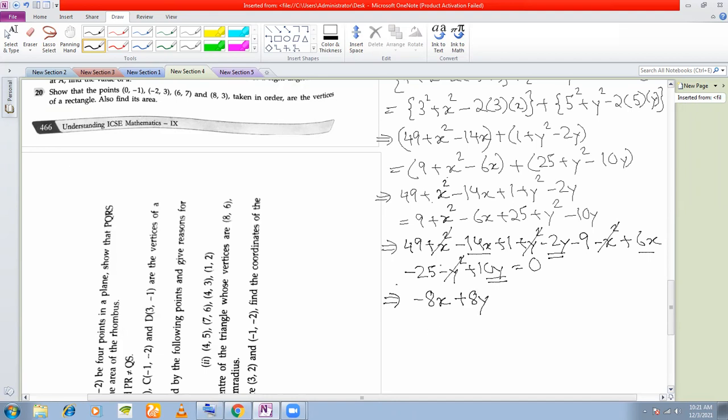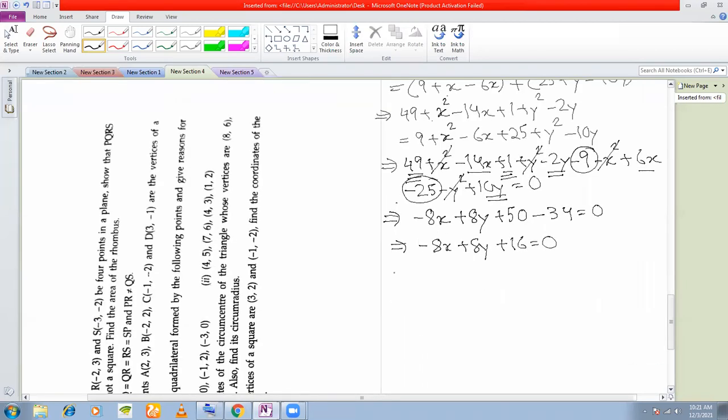Right? And what are the constants that you see here? What are the plus constant, positive constant? You see a plus 49. You see a plus 1. Yes, plus 49 plus 1, and what else? Others are negative, right? So you add the two, 49 and 1. So how much do you get? 50. And what are the negative ones that you see here? The negative ones that you see here are minus 9 and minus 25. So you add them also. You get minus 34 is equal to 0. So you get here minus 8x plus 8y, and you get plus 16 is equal to 0.